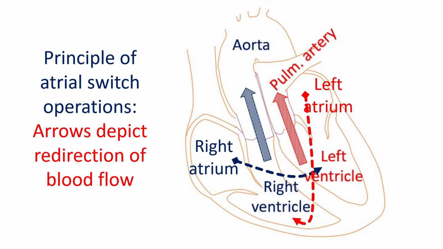So, though the position of the arteries is not corrected, the type of blood which they receive are those which they should have received normally. Hence, it is a functional correction of transposition of great arteries. Just as we say, double negative becomes positive.